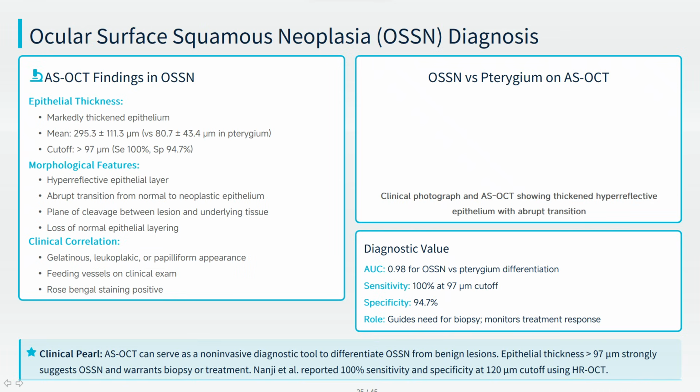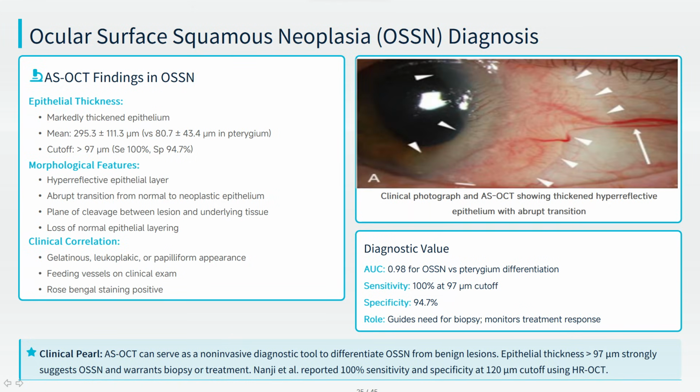Now, if we speak about another pathology that can be seen by anterior segment OCT, and actually it's very important to recognize it, is the ocular surface squamous neoplasia. You see this patient has a pathology here in the limbus, as seen by the slit lamp, and one of the main uses of the anterior segment OCT is to find out what this pathology could be.